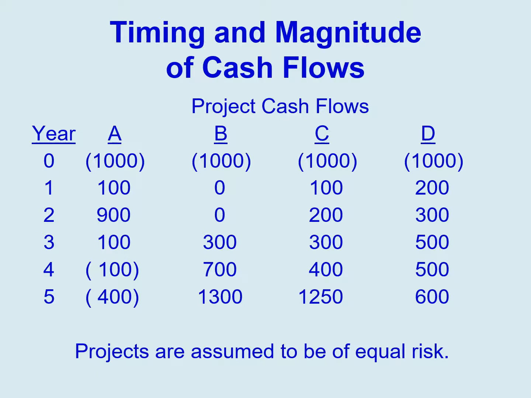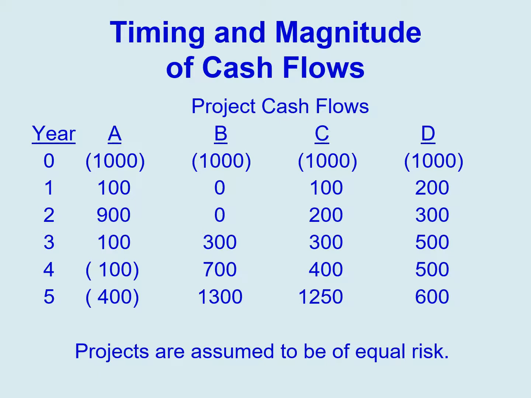So keep in mind, when you discount those cash flows, the farther out, your discount factor increases exponentially. So the farther out you go, the more severely those cash flows are going to be discounted. So that 700 and that 1300 is going to be discounted pretty severely. And then C is a little bit like B, but not quite as extreme. Let's go to project D.